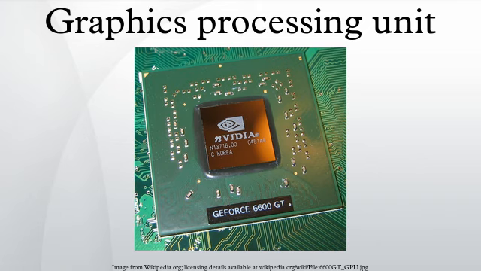They were initially used to accelerate the memory-intensive work of texture mapping and rendering polygons, later adding units to accelerate geometric calculations such as the rotation and translation of vertices into different coordinate systems. Recent developments in GPUs include support for programmable shaders which can manipulate vertices and textures with many of the same operations supported by CPUs, oversampling and interpolation techniques to reduce aliasing, and very high-precision color spaces.